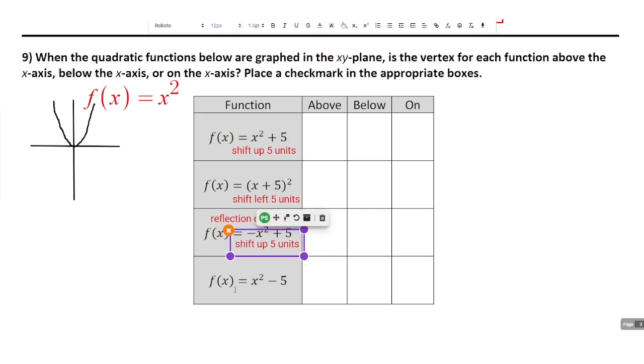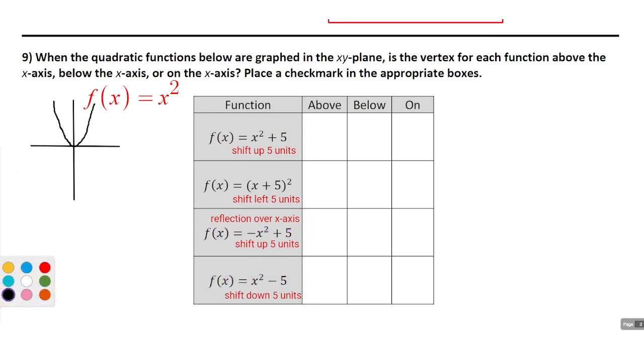Finally, this last one, x squared minus 5, is just going to shift it down 5 units instead of up. Okay, so now that we've broken down how these transformations work, we'll do some quick sketching to get an idea of what's going to happen. If this is our parent function, and it's shifted up 5 units, then you're going to take that parabola and move it up 5 units.